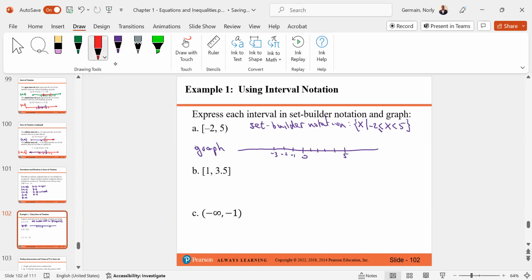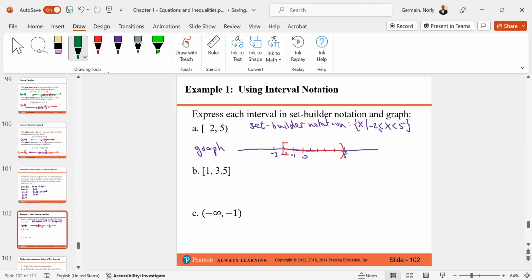Now they said to show this one on a number line. So what we can do here is, we know it's closed on -2 and open on 5. This is our interval.